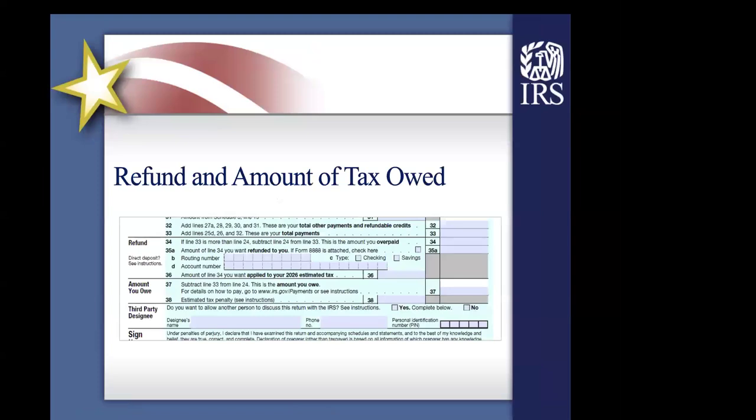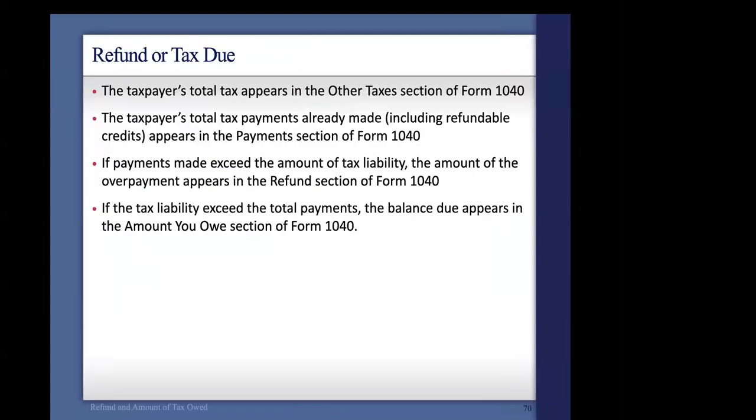Refund and amount of tax owed. The taxpayer's total tax appears in the other taxes section of the Form 1040. The taxpayer's total payments already made, including refundable credits, appear in the payments section of the Form 1040. If payments made exceed the amount of tax liability, the amount of the overpayment appears in the refund section of the Form 1040. If the tax liability exceeds the total payments, the balance due appears in the amount you owe section of the Form 1040.